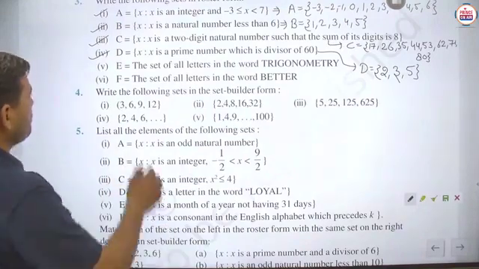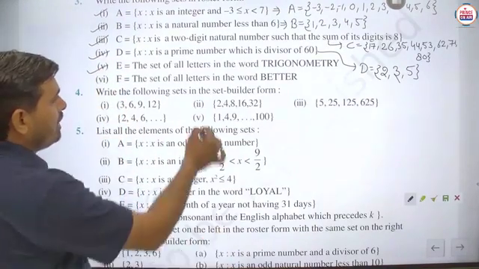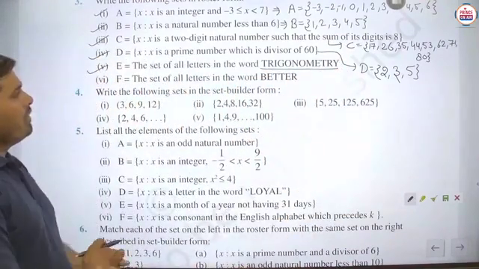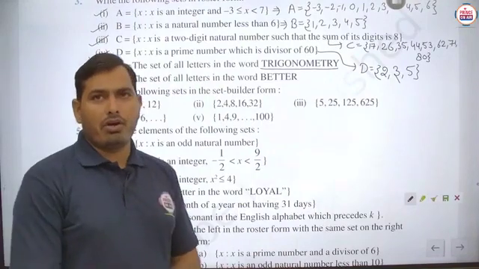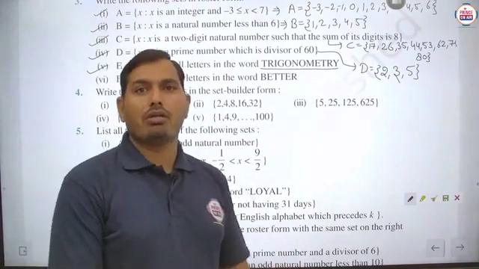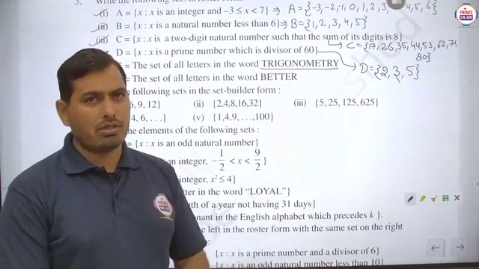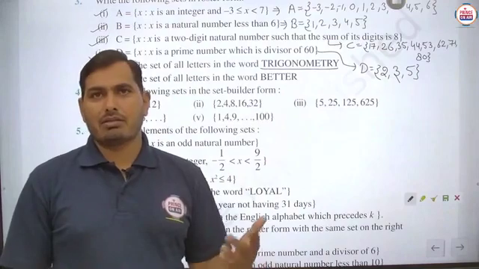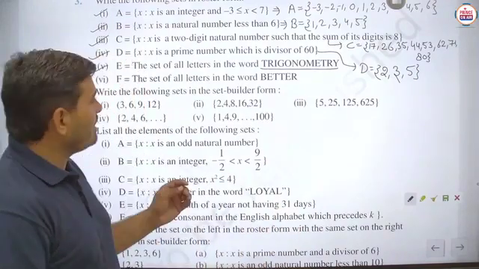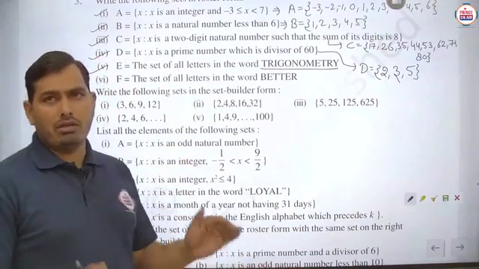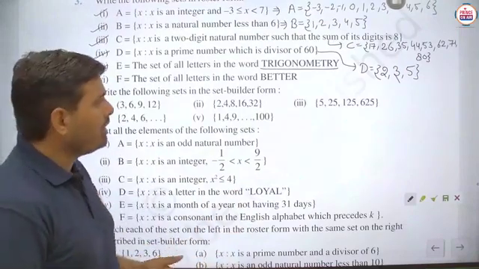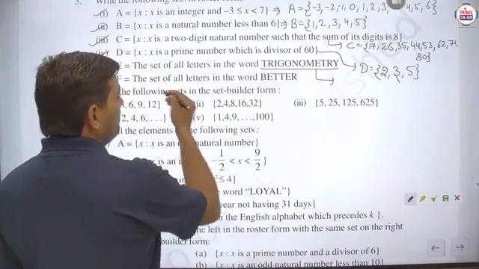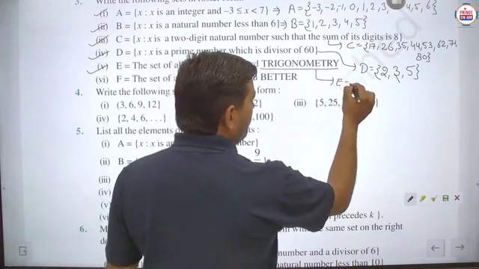Next part, we have to take here E, the set of all letters in the word trigonometry. So basically, students, this particular chapter we will discuss also in class 11 NCERT mathematics, but here in sets we just have to provide the answer, the set of all letters in the word. So if any word is given and we have to write its roster form, then we just have to write each and every letter.